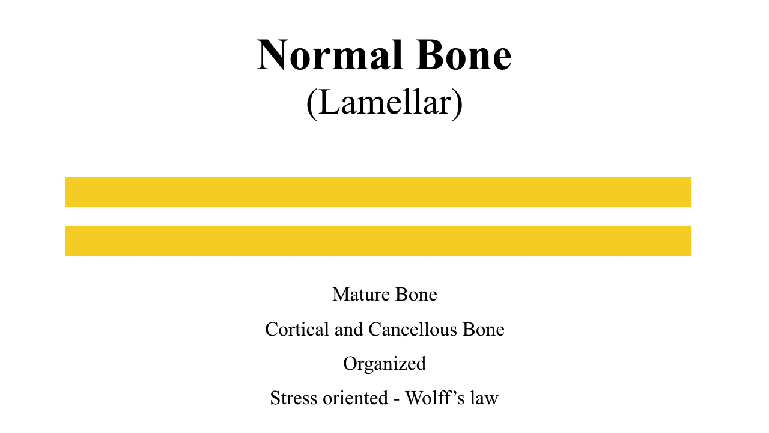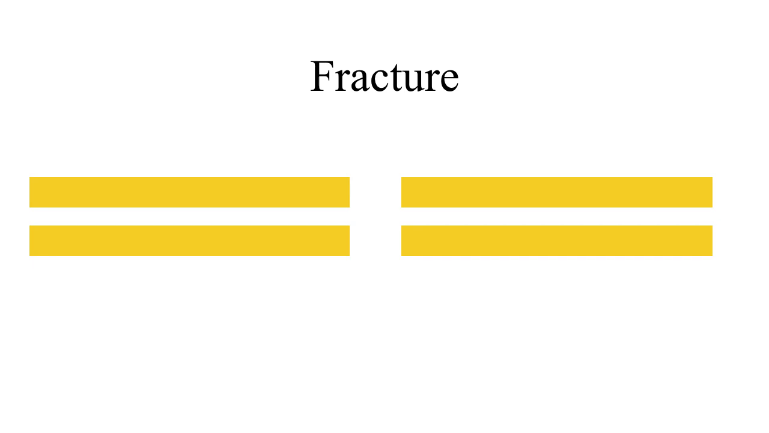Thus, the normal human skeleton is composed of lamellar bone as given in this picture. The bone has an outer yellow layer called the cortex and an inner white layer called the medulla. When there is a break in the continuity of the cortex, it is defined as a fracture. And whenever a fracture occurs, the normal process is that it should heal by forming new bone in the fracture site.